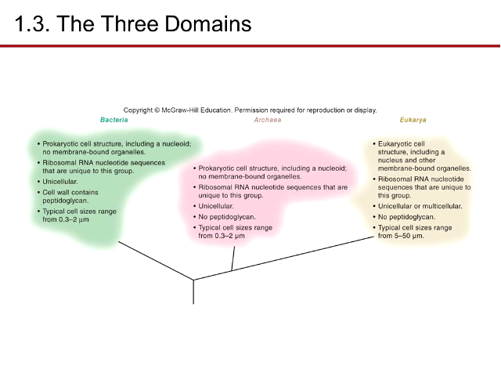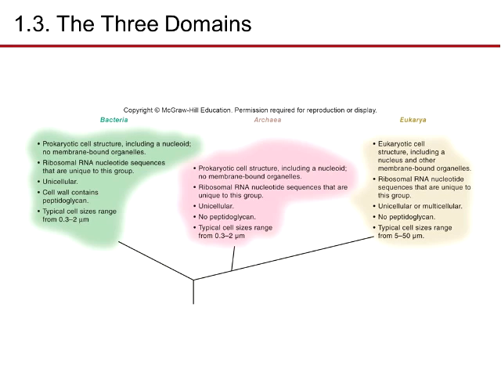The cell walls contain peptidoglycan, and the typical size is 0.3 to 2 nanometers. Now, archaea have a prokaryotic cell structure. They include a nucleoid. There's no membrane organelle, so it's similar to bacteria. The ribosomal RNA nucleotide sequences are unique to this group; they're different. They're unicellular. They have no peptidoglycan, and their size is about the same as the bacteria.